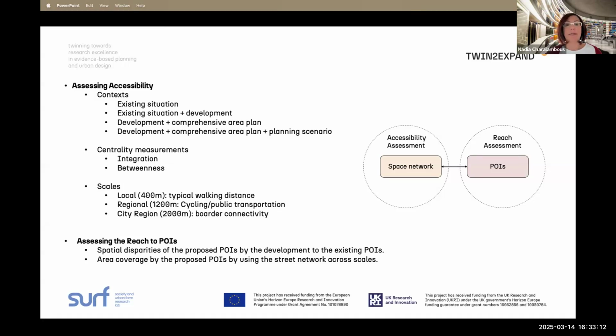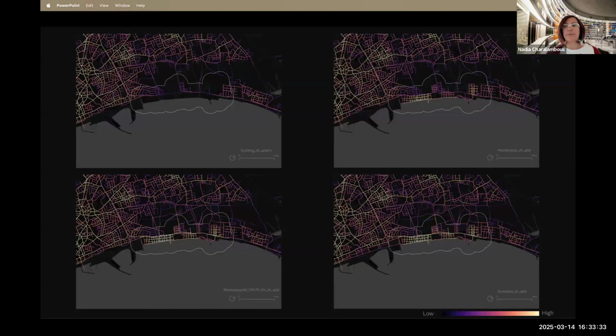And we looked at the space network, the accessibility assessment, but also the reach assessment in relation to points of interest at different scales, 400 and so on. So for walk, for bicycling, and for broader connectivity. And again, we made proposals which we looked at with the local architects and the local municipality. And these are some examples of what we are doing in this project, which is, for example, here, the accessibility.